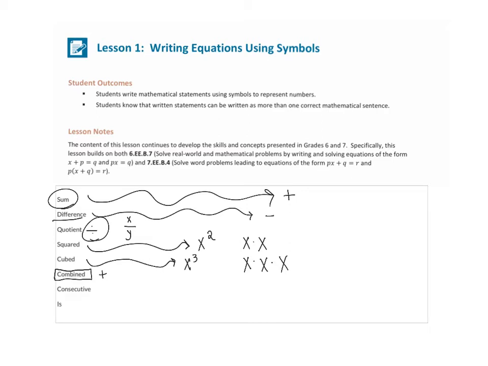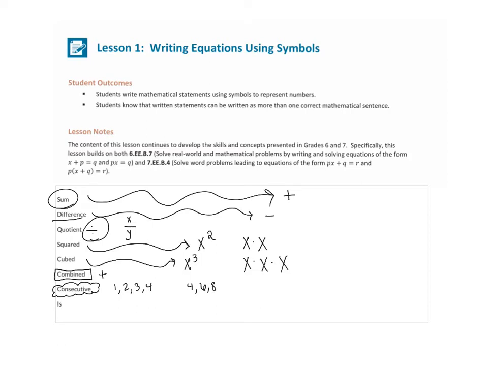Consecutive. This is a super important word for today's lesson and for moving forward. So consecutive is just like one right after the next. So if I have consecutive numbers, here's some consecutive numbers right here. 1, 2, 3, 4. They're right after each other. If I said consecutive even numbers, here are some consecutive even numbers. Let's start with 4. The next even number after 4 is 6. The next even number after 6 is 8.